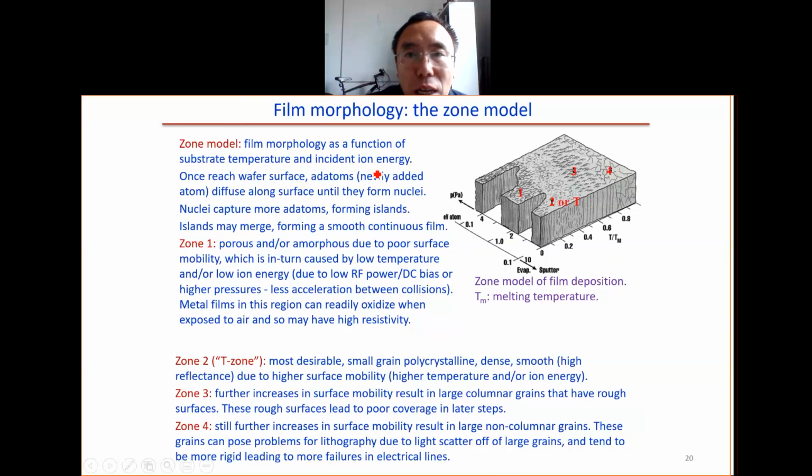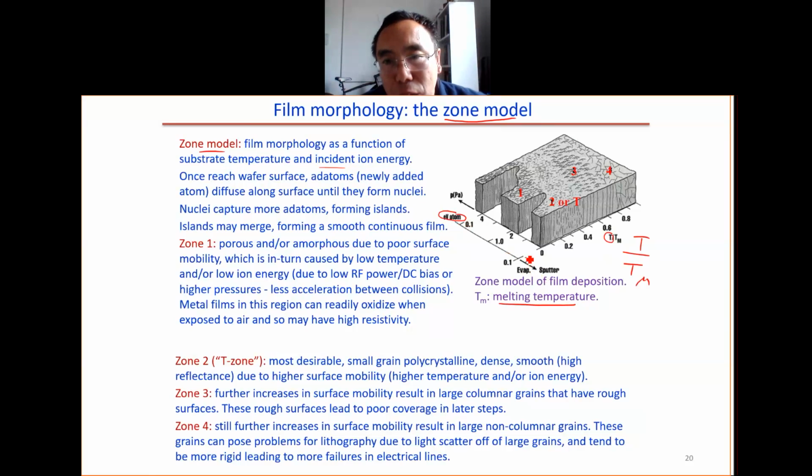So now let's look at the zone model. This model, I would say, is not so useful in reality, but it is a popular model, so we will talk about it. The zone model is the film morphology as a function of the substrate temperature and the incident ion energy. Here is the substrate temperature over the melting temperature, and the incident ion energy in electron volts.